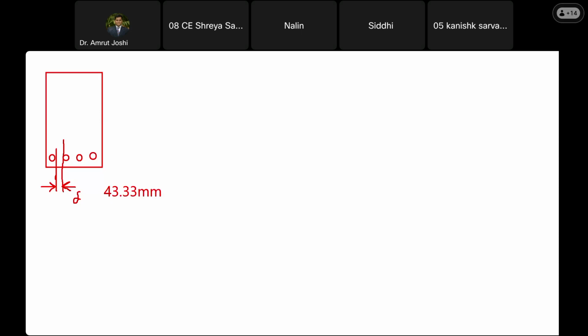So now let us check whether we can place the bars at this clear distance. So what is the IS code clause? What are the clauses? So let me compute each of the things. What is the bar diameter here? Bar diameter is 25 mm. Are you with me? Yes, sir. Are all bars of equal diameter? Yes. So there is no question of unequal diameter. So this distance delta should be greater of the following. That's what IS code says.